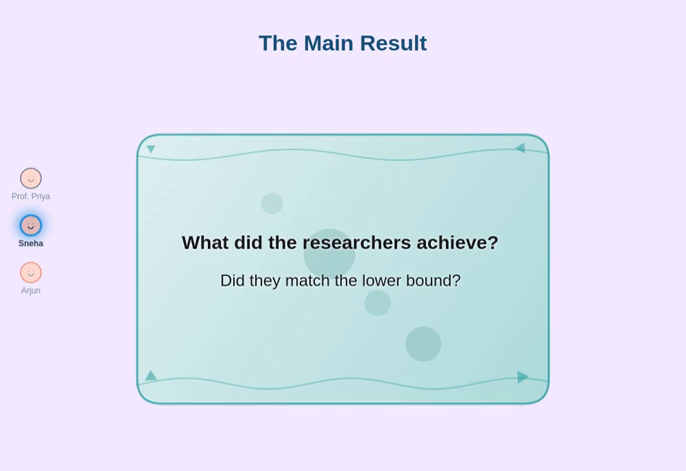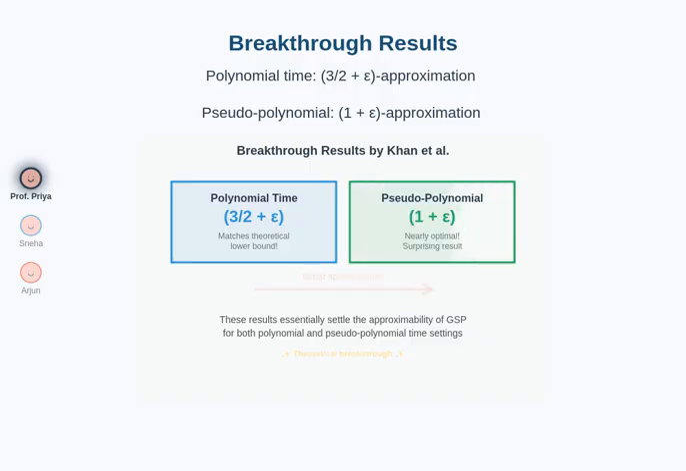So if 3/2 minus epsilon is the lower bound, did Khan and his team manage to achieve a matching upper bound? Absolutely. They achieved a matching 3/2 plus epsilon approximation in polynomial time. Even more surprising, they got a 1 plus epsilon approximation in pseudo-polynomial time.